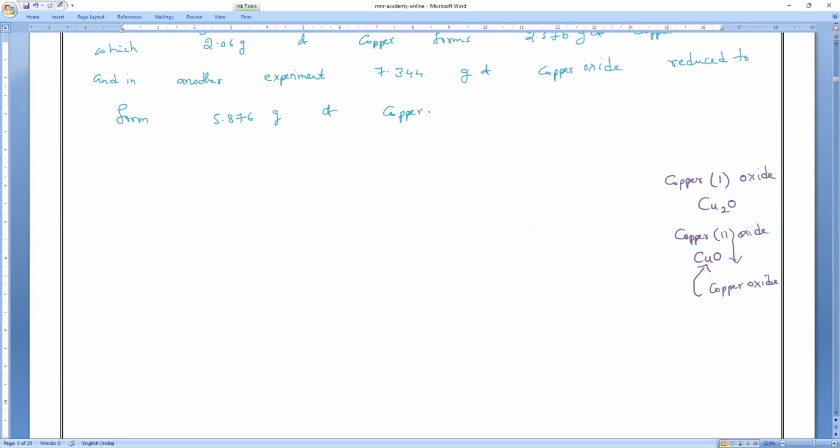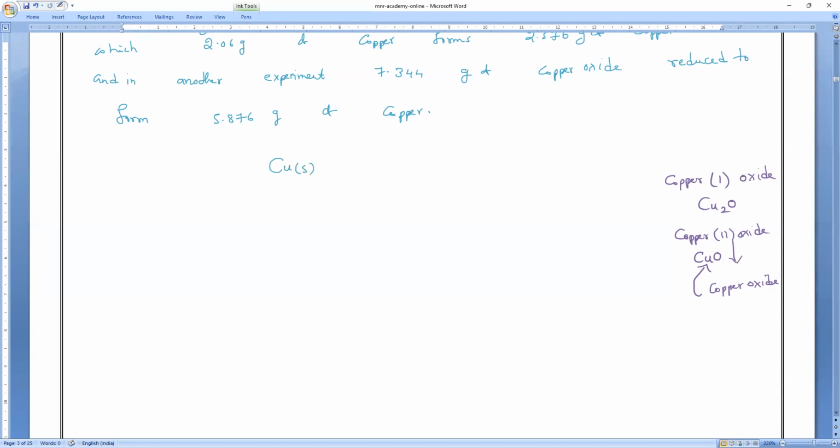Clear, everyone? So the formula is CuO. You take it as CuO always, in the case of the first copper oxide and copper 2 oxide. That's why I want to tell you this.